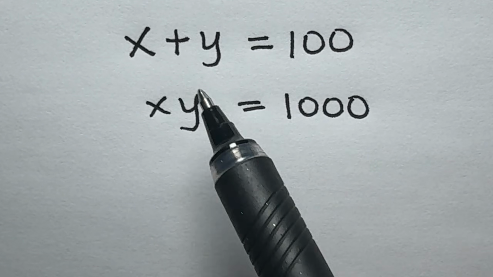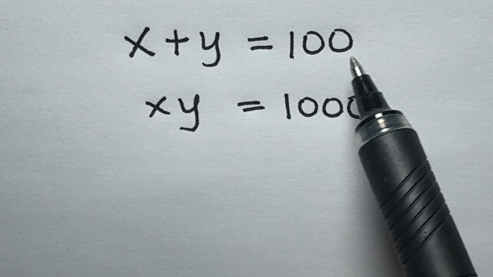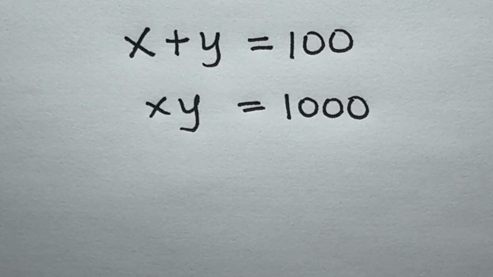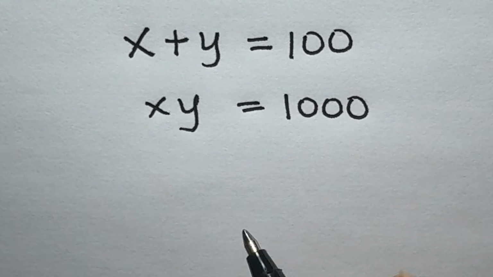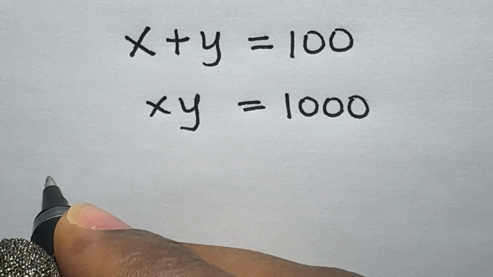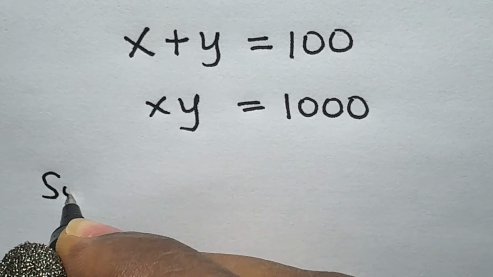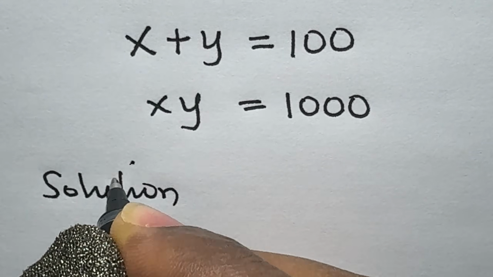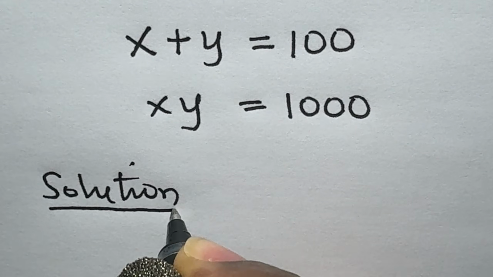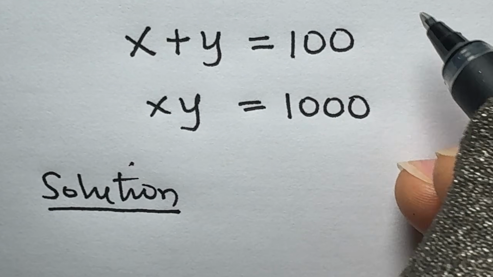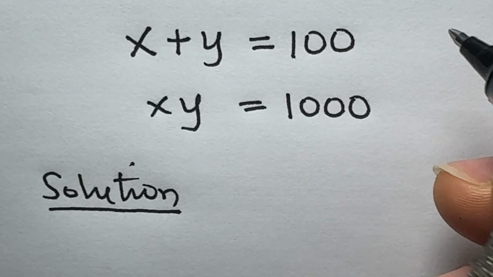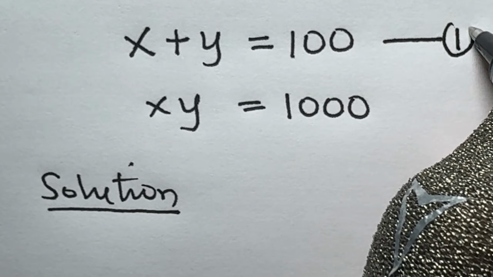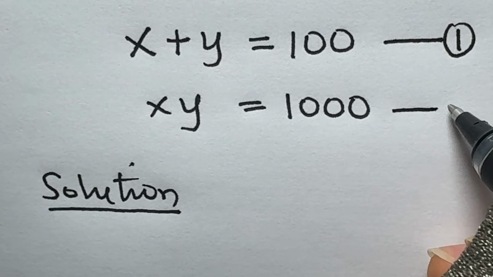In this problem, x plus y is equal to 100, xy is equal to 1000, and we want to solve for x and y. This is an exponential equation. Now let us call this equation 1 and call this equation 2.